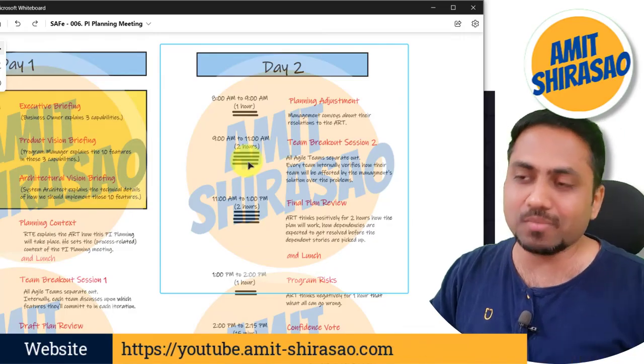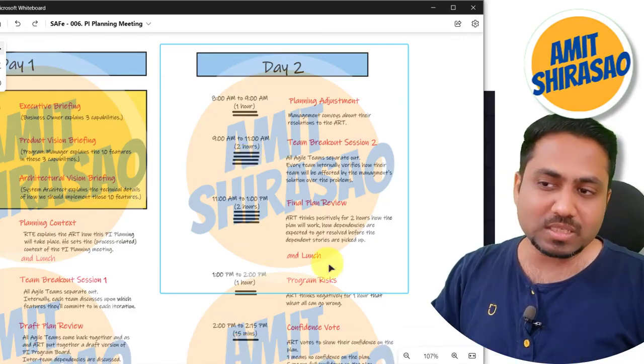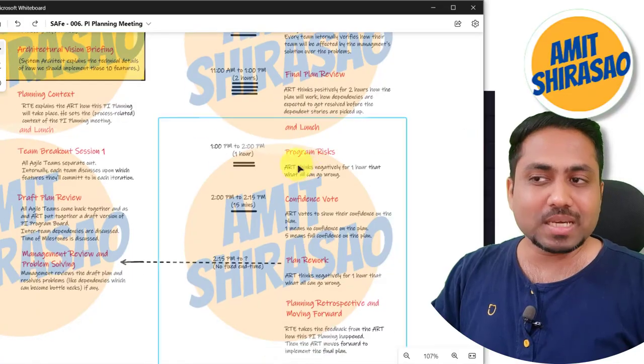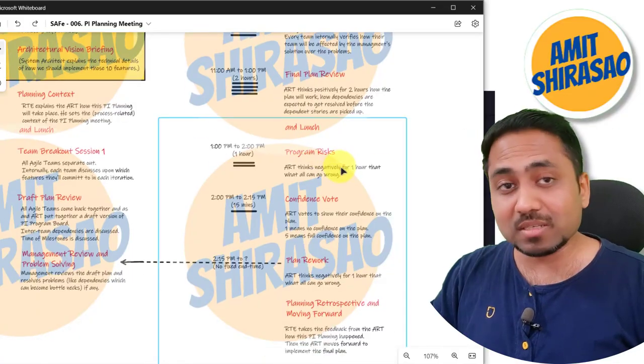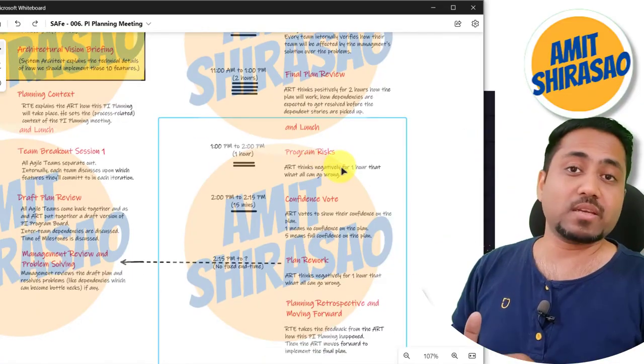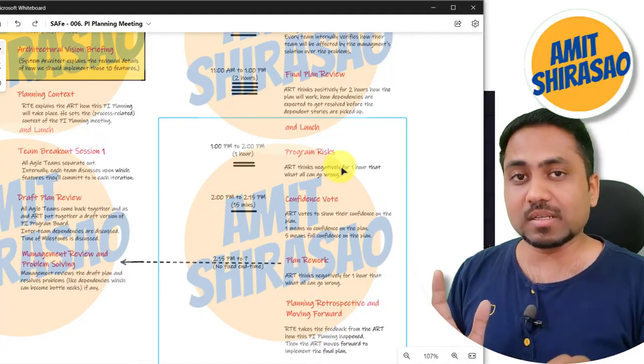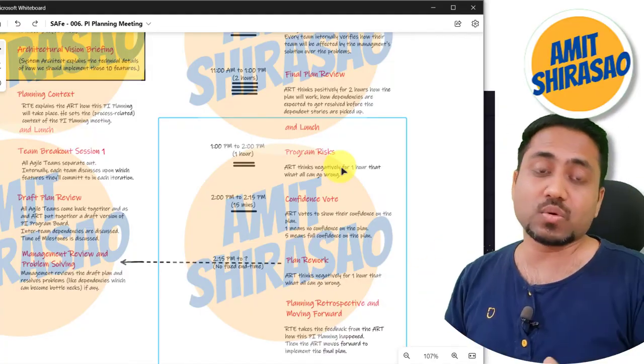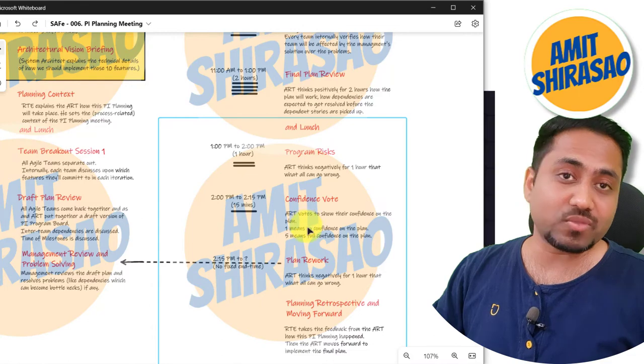It will take less time, but all these steps will happen once again. Once again, the program risks will be discussed. Now what do you think of this plan? Do you still think there are any risks, or are there some different risks? Then let us know. And then finally there is a confidence vote again.